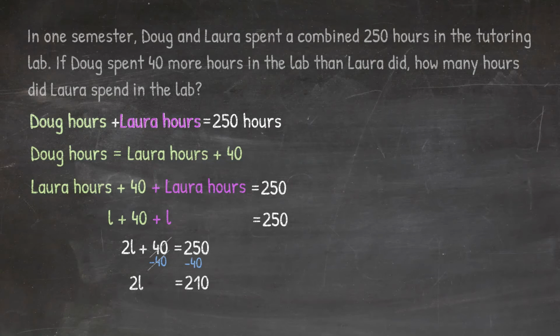And to find L for Laura hours, we at this point need to neutralize the operation of multiplying by 2. And we do so by dividing by 2 both sides. What we get is, on the left-hand side, an L representing the number of hours that Laura spent in the lab. And on the right-hand side, we have 210 divided by 2, or 105. So our solution tells us that Laura spent 105 hours in the lab.